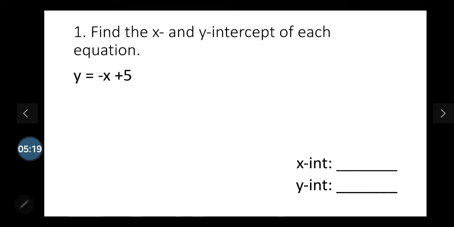So let's work some of these together. Let's work number 1 together. It says find the x and y-intercept of each equation. So if I want to find the x-intercept, I'm going to plug in 0 for y.